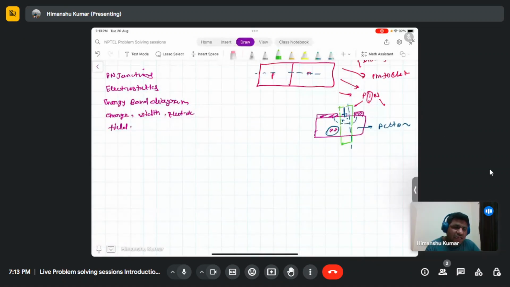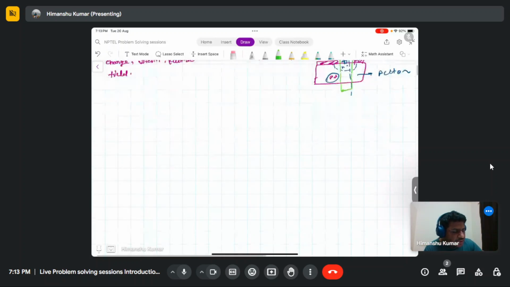So a band diagram you draw with respect to the vacuum energy level. When the P and N regions are separate, this is your vacuum energy level. There is one concept, electron affinity. This is EC and this is EV, and the electron affinity chi is defined as the energy required.